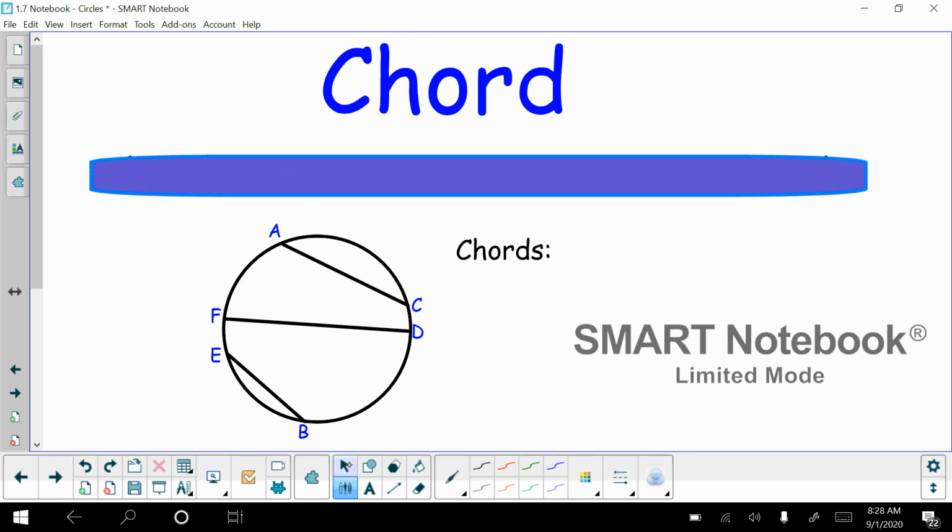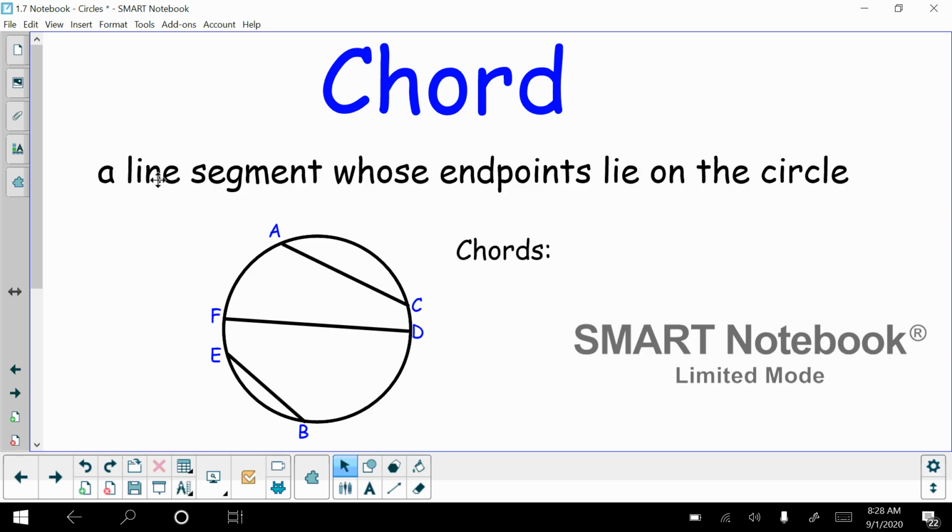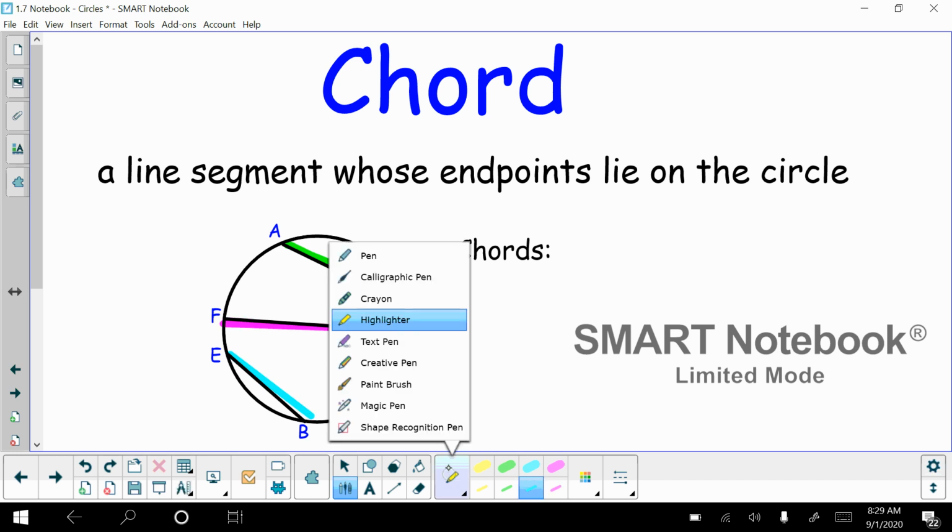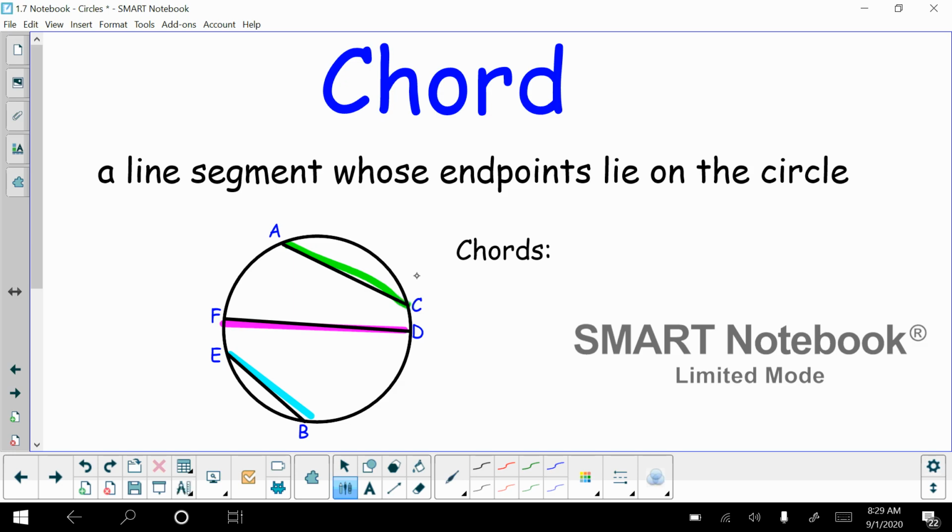A chord. Okay, so from now on, these are all going to be parts of the circle that we'll be using. This is going to be a line segment whose endpoints lie on the circle. So different chords that you see in this picture are chord AC, chord FD, and chord EB. Okay, and those are all segments, so you're going to name them with the segment symbol. So you have AC, FD, and EB. Okay, those are chords.